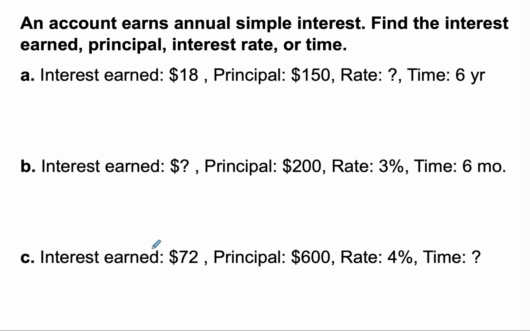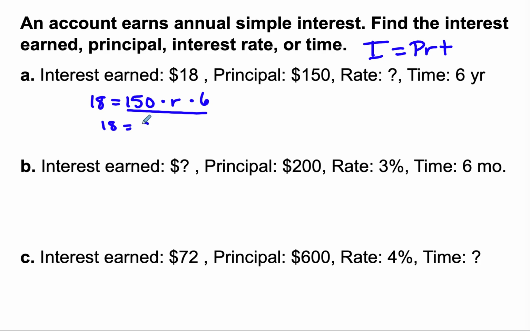All right, so let's try some of these problems. Our formula is I=PRT, interest equals principal times rate times time. So here, interest earned is $18, principal is $150. We don't know the rate, time is 6 years. So we plug in what we know, 18 equals 150 times R times 6. We're going to multiply here 150 times 6, and that's going to give us 900. So we have 18 equals 900R.